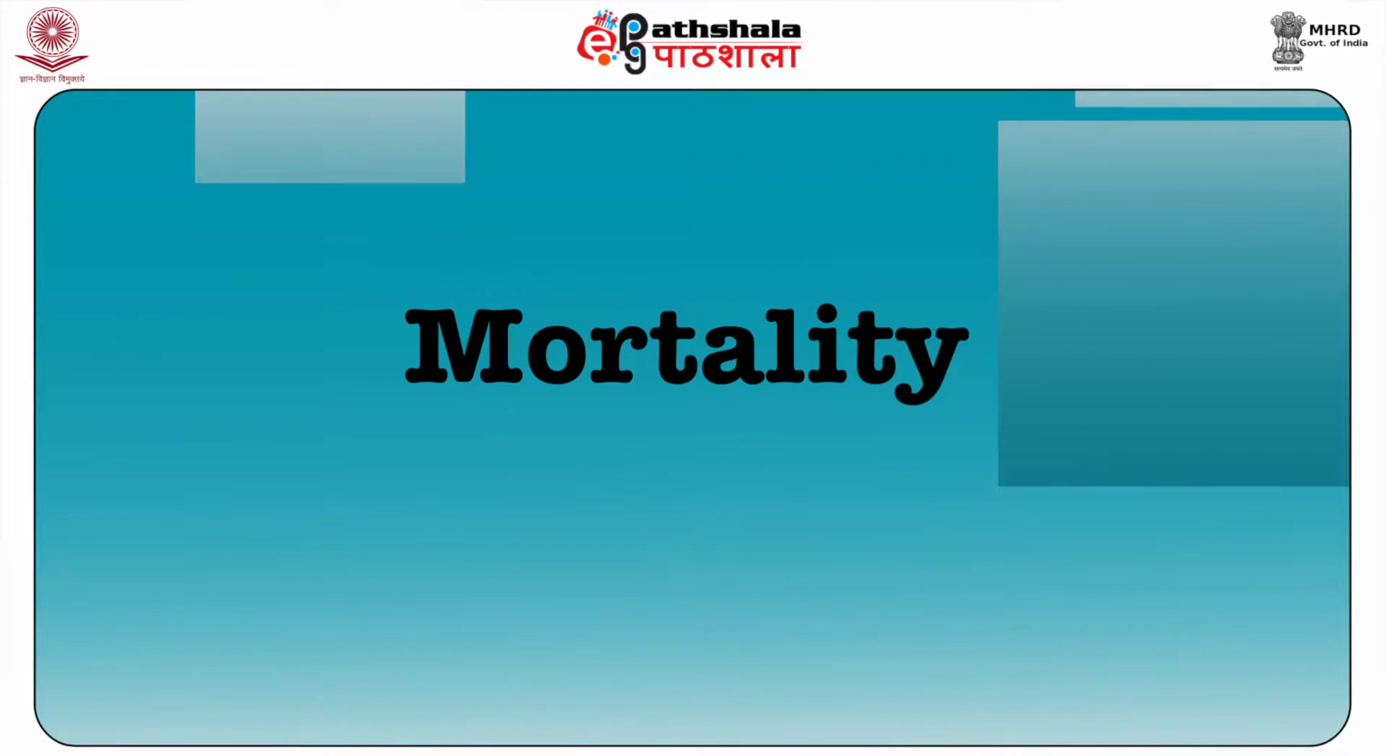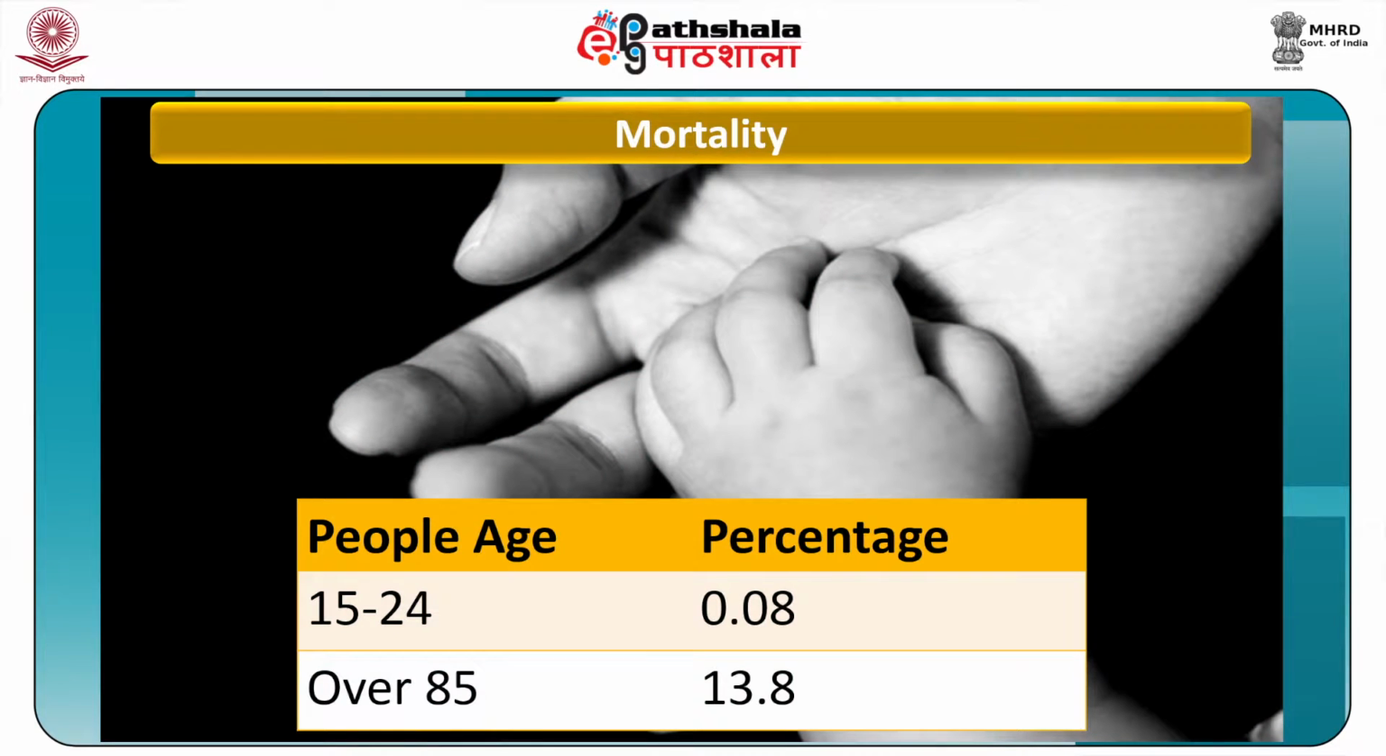Mortality. The mortality rate depends upon the choices related to healthcare taken by individuals. The mortality rate measures how likely we are to die at different ages. In 2004, the mortality rate in the United States for people between the ages of 15 and 24 was about 80 out of 100,000, or 0.08%. In contrast, the mortality rate for those over the age of 85 was 13,823 out of 100,000, or 13.8%.